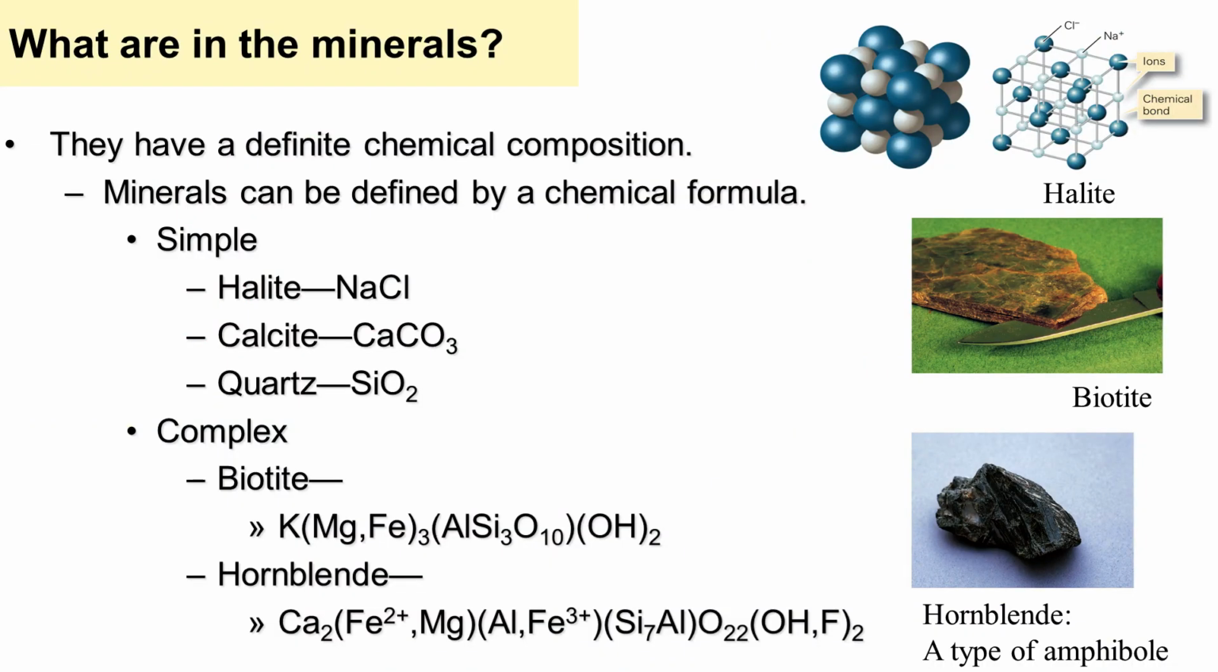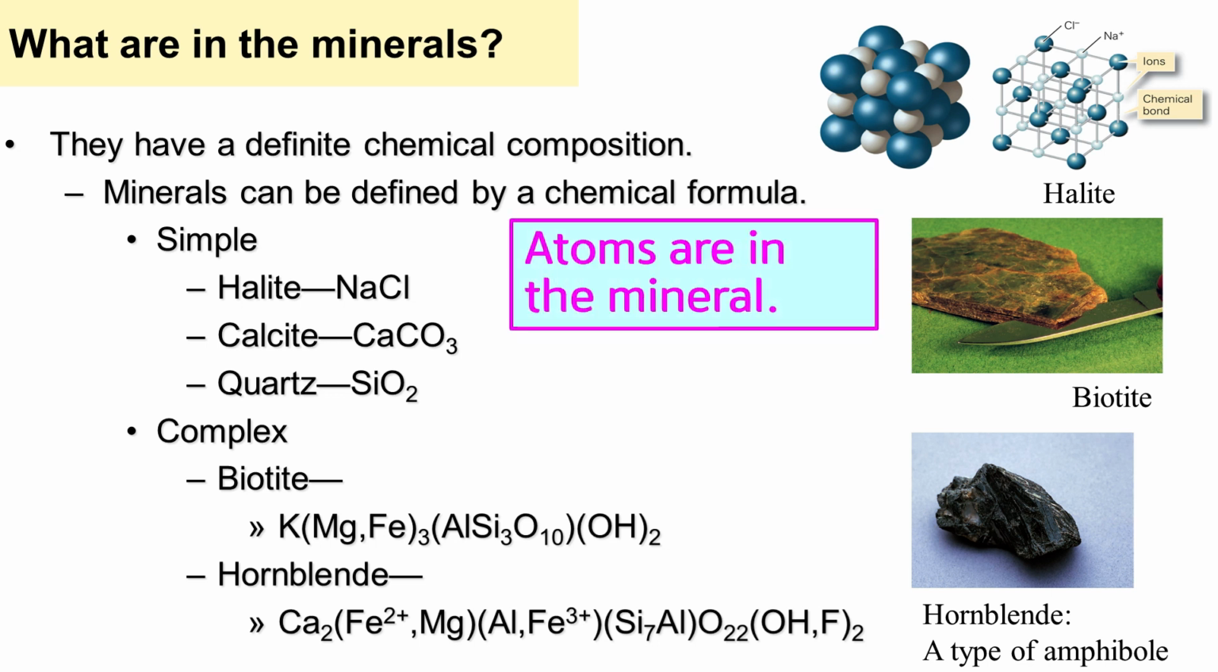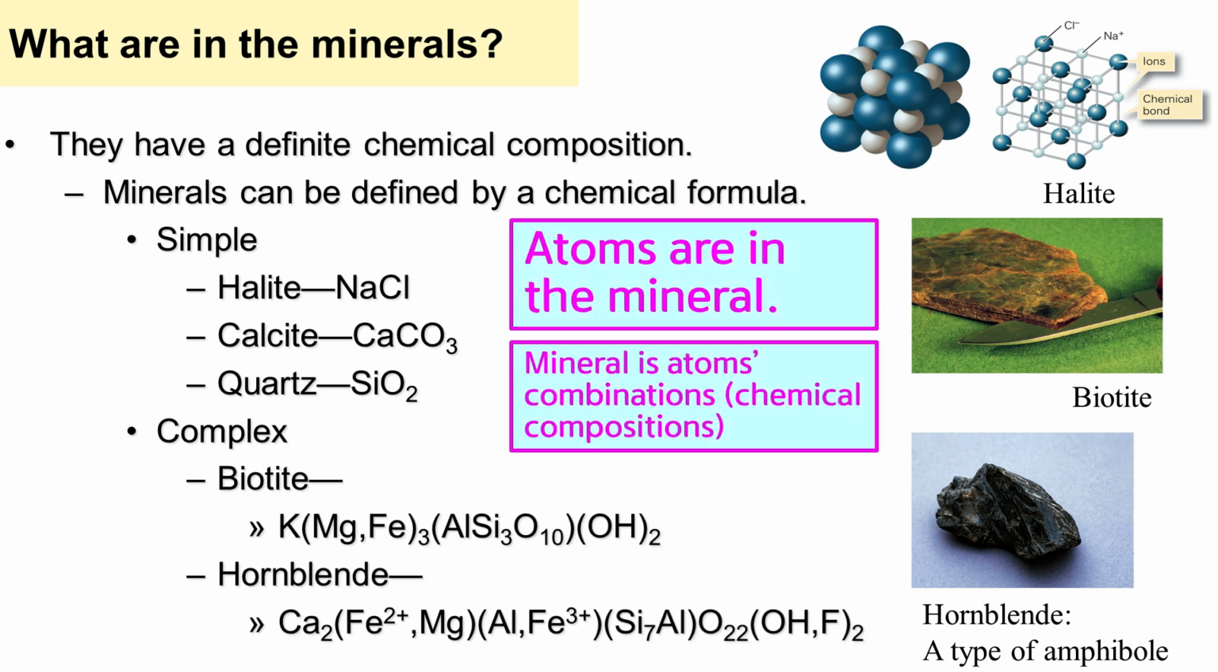Now, what about minerals? What kind of things are in these minerals? Atoms are in the minerals. Minerals are atom combinations, chemical compositions. They have a definite chemical composition. Minerals can be defined by a chemical formula. Please watch the other video for the 5 criteria for minerals before this one.